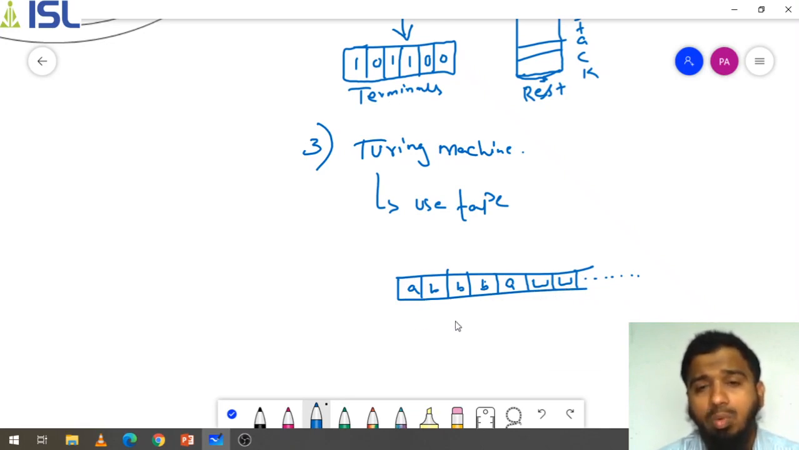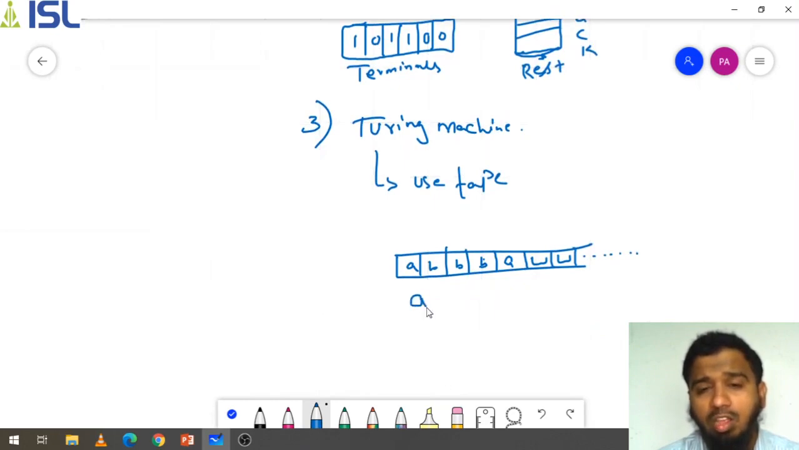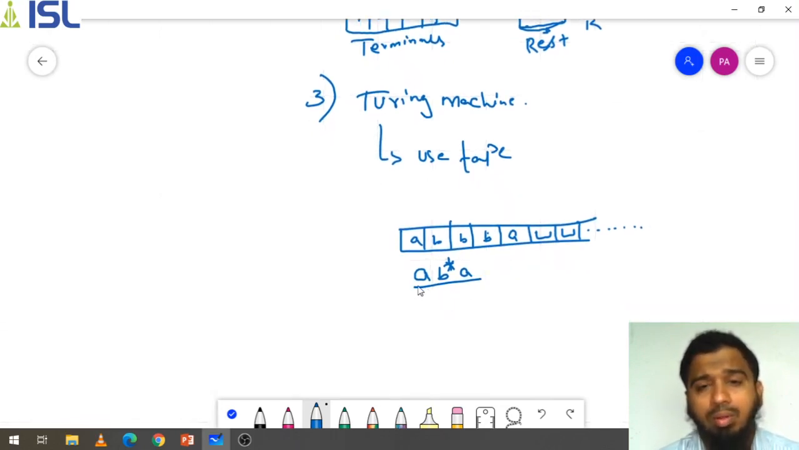This tells how we can define this. We can write A, B star, A. A followed by B star means any number of B's, and then B's followed by a single A. This is a language. So if we get this problem, we need to define it like A, B, B, B, B, any number of B's and a single A at the end.